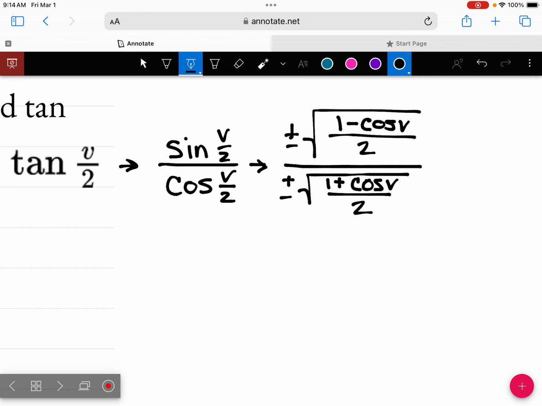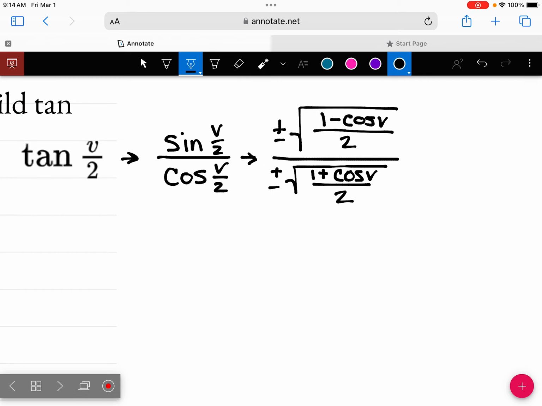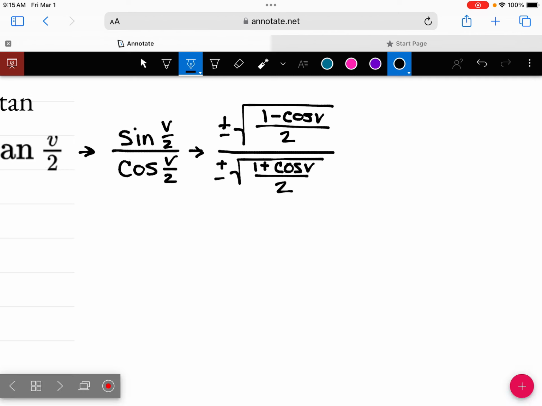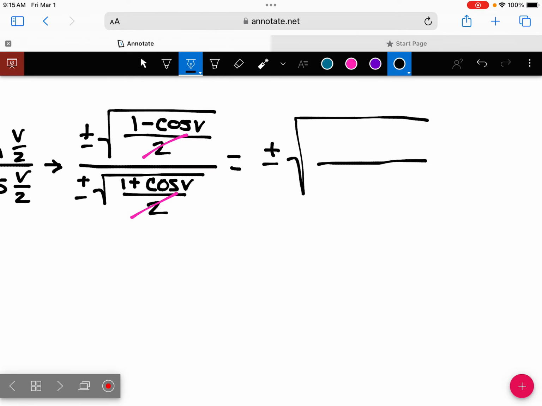There we go. And we can simplify this because that looks like a hot mess. Everything's in the square root, so let's just make it 1 square root. So we're going to have plus or minus the square root. Since both fractions are divided by 2, what's going to happen with these denominators? They cancel out. So what we have for tangent is we're going to wind up with 1 minus cosine of v over 1 plus cosine of v.